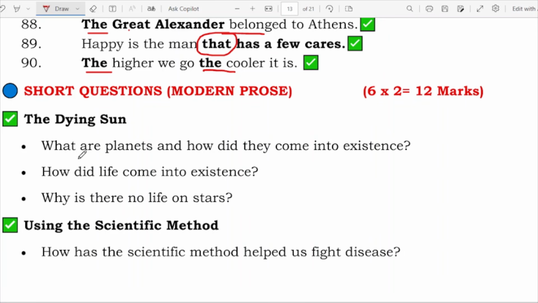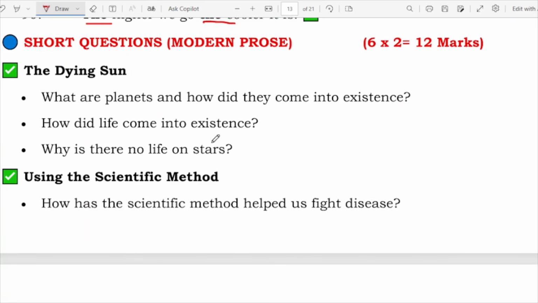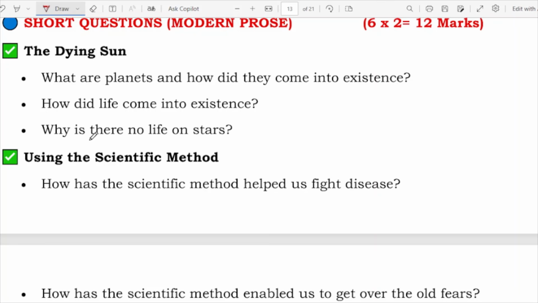The first very important question from your prose section: what are planets and how did they come into existence? Very important. How did life come into existence? First chapter, prose. Why is there no life on the star? Like this, you have already done word synonyms in the first part, objective. Why is there no life? Because it is too hot.